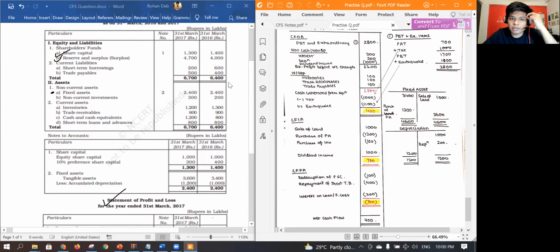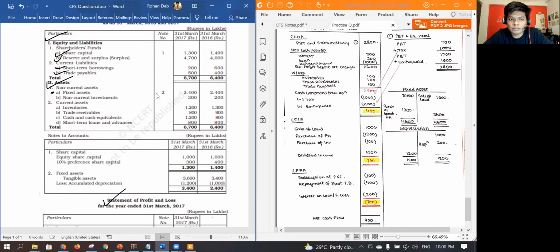Trade payables of 100. Trade payables is increasing by 100. My current liability is increasing by 100. That means my cash flow will also increase by 100. So here trade payables is increasing by 100. Inventories. Achala, let me go one by one. Okay, so these are done. Equity and liability is done.